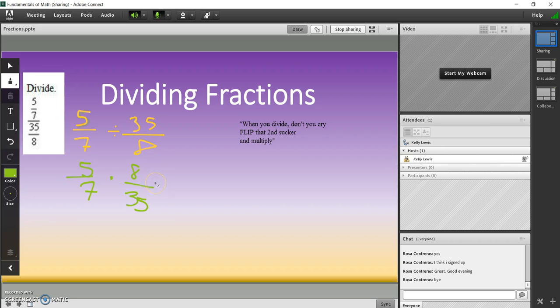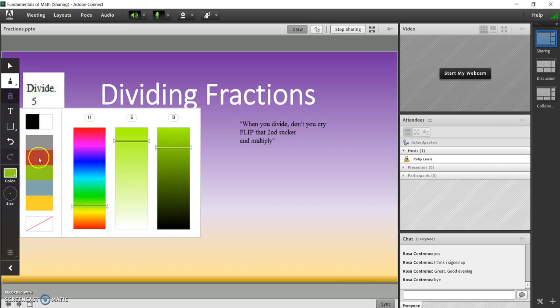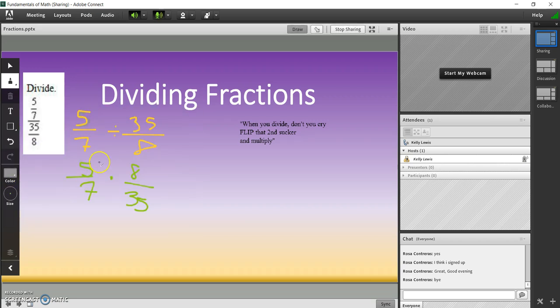All right, so we can do 5 times 8, 40, over whatever 7 times 35 is. But I can't really do that in my head. So I'm going to reduce. 5 divided by 5 is 1. 35 divided by 5 is 7. So 1 times 8 is 8, 7 times 7 is 49. That's ugly, but it's there. And that's our answer. So dividing fractions, flip the second sucker and multiply.